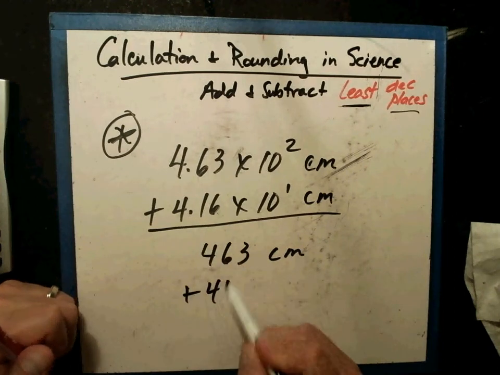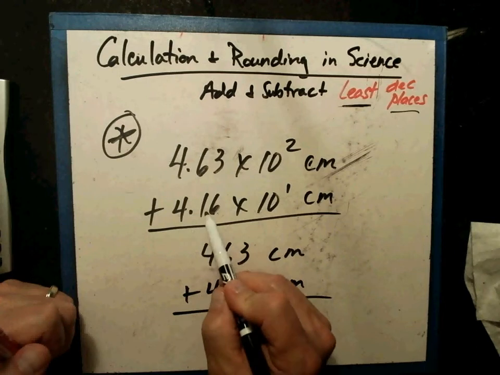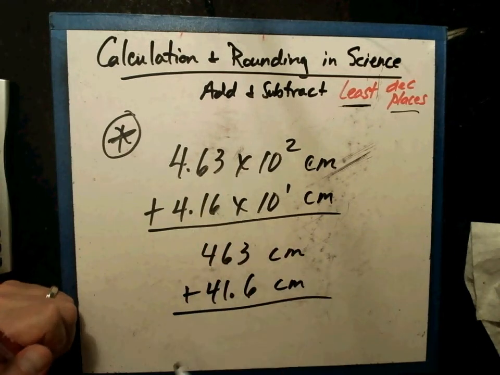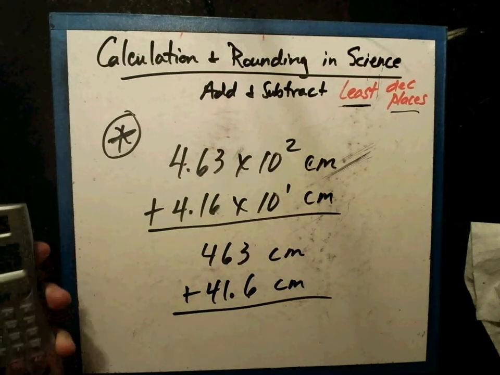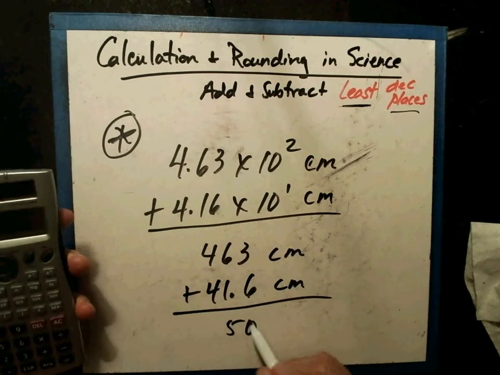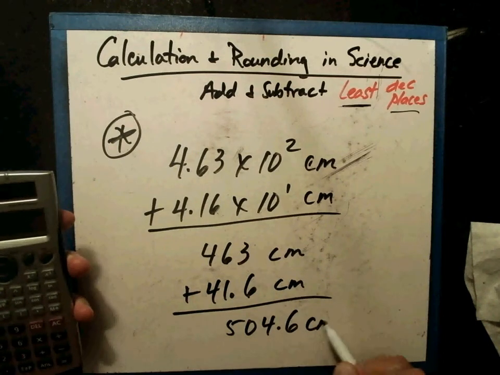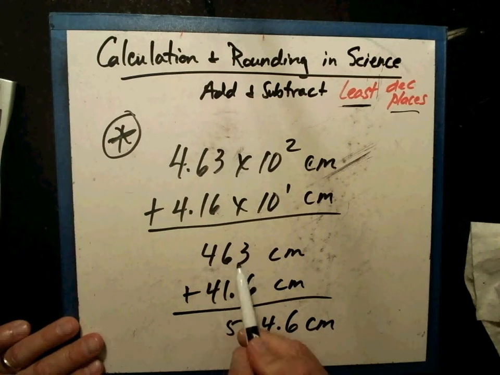This number to the first power is moved, so I'm going to add 41.6. See how I got that? Moved 1 decimal place to the right, 2 decimal places to the right. So I'm going to add them together. 463 plus 41.6 equals 504.6 centimeters. Now, where do I round?